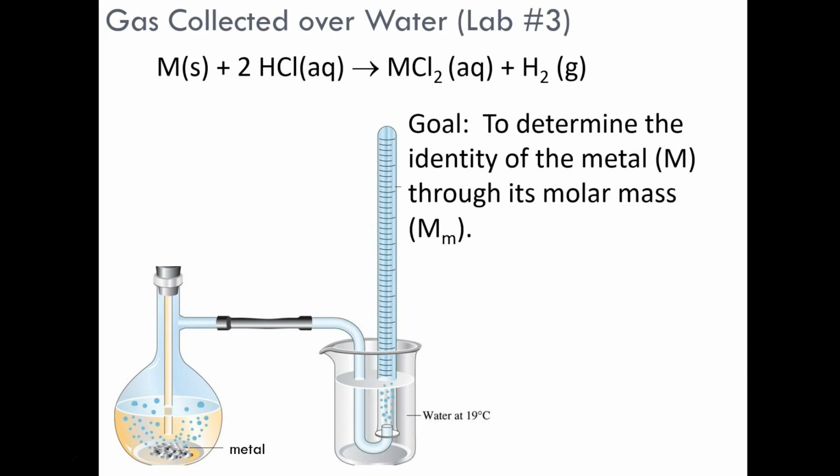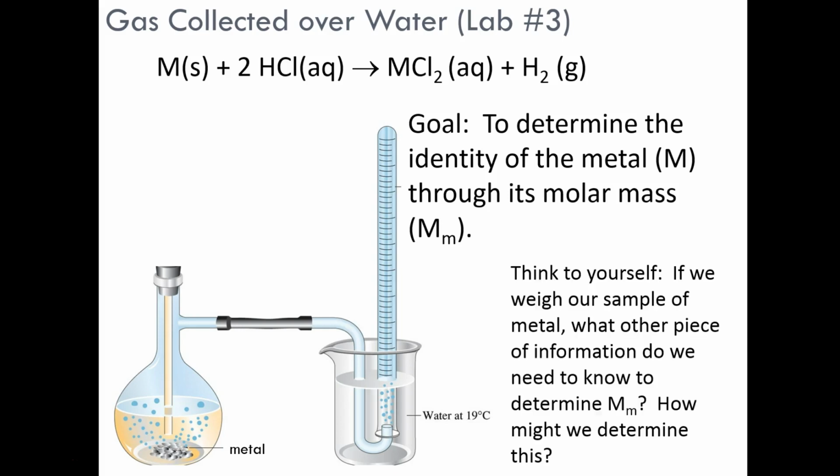The goal is to determine the identity of the metal through its molar mass. And we abbreviate molar mass with big M subscript little m. So one of the M's stands for mass and one of them stands for molar. Okay? So before I go on, I want you to think to yourself, if we weigh our sample of the metal that we use in the beginning here, what other piece of information do we need to know to determine the molar mass of that metal?